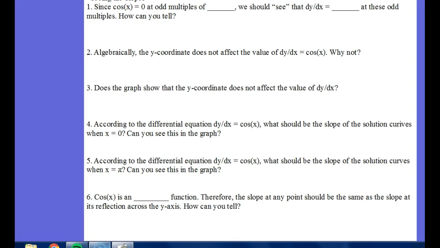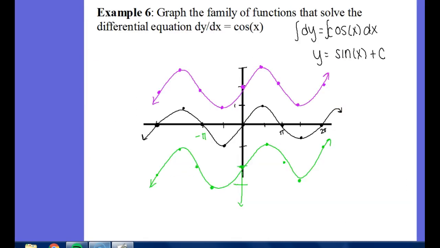What do we know about the cosine of x equal to 0? We actually just talked about it. We said the cosine of x will equal 0 at odd multiples of pi halves. So if you look at the graph that we just created on the previous slide, we can see that dy dx is equal to what at these odd multiples? Look at the graph. What would your derivative at pi halves be on this graph?